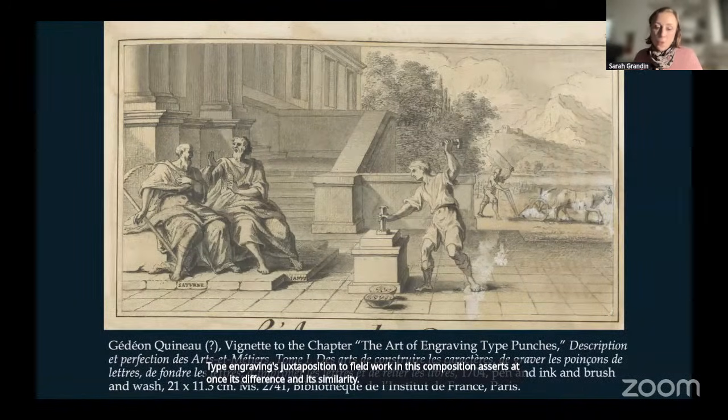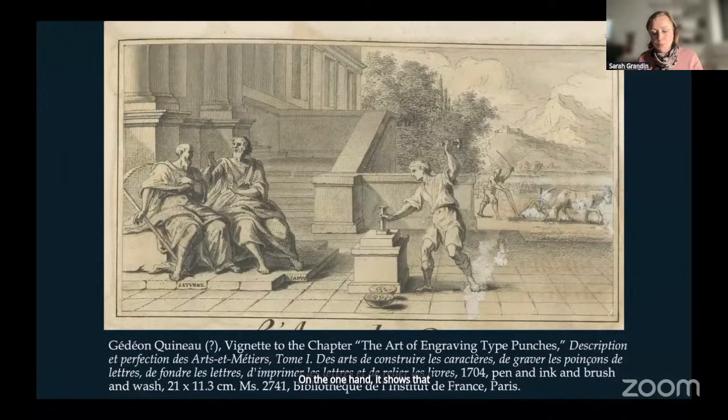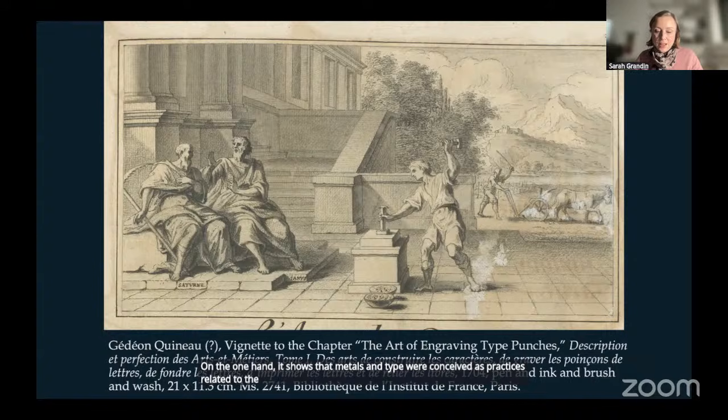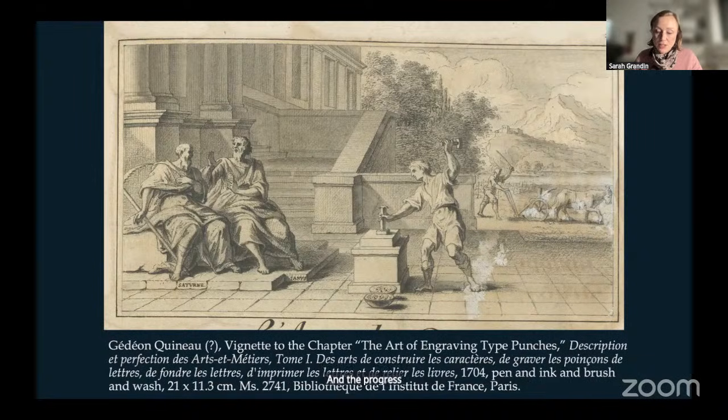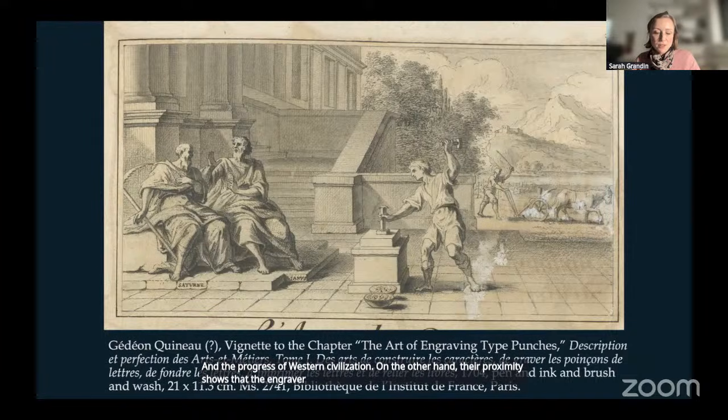Type engraving's juxtaposition to field work in this composition asserts at once its difference and its similarity. On the one hand, it shows that metals and type were conceived as practices related to the foundations and the progress of Western civilization. On the other hand, their proximity shows that the engraver's actions remained associated with unlettered labor.